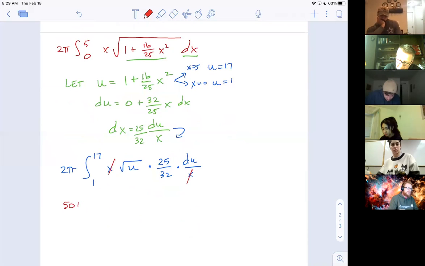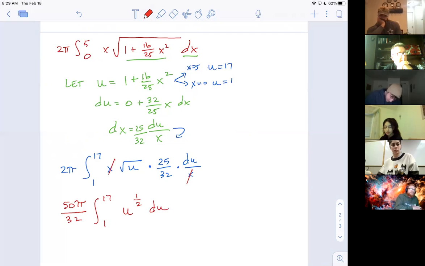I guess that would be 50 pi over 32. Of course, I could reduce that. And then all I really have here is from 17 to 1, I've got u to the 1/2 du. I substituted, and that made a problem that was horrible looking easy.